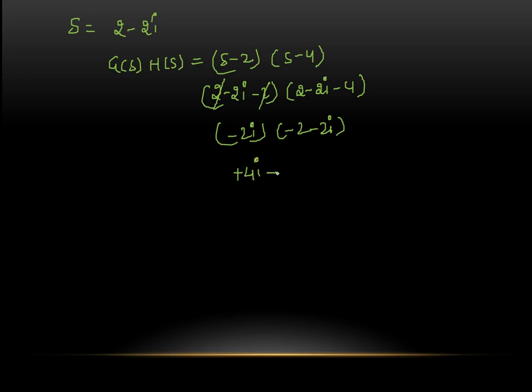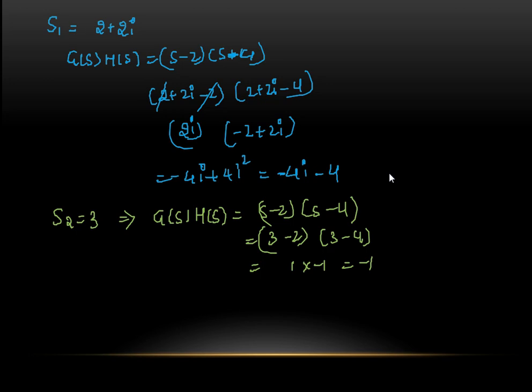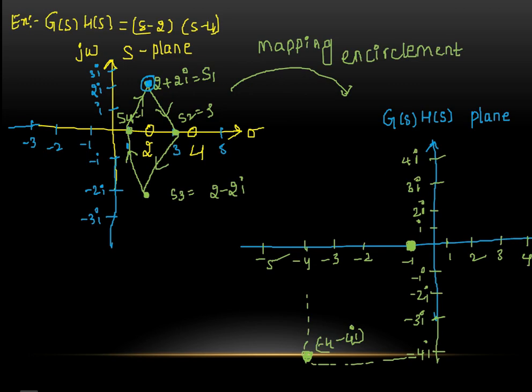Minus 2 into minus 2 gives plus 4i square, and plus 4i. The i square value is minus 1, that is minus 4. So 4i minus 4. So minus 4 plus 4i, I am locating that point. This is the minus 4 plus 4i point.